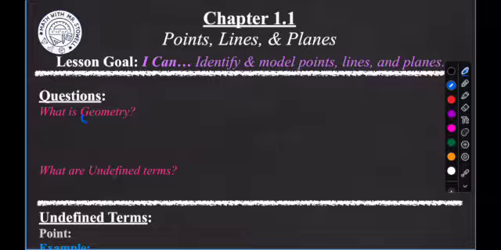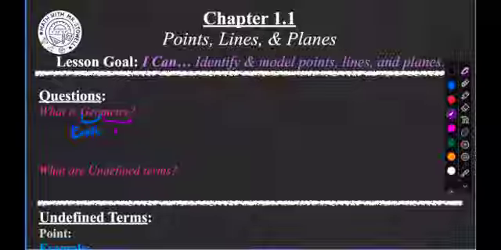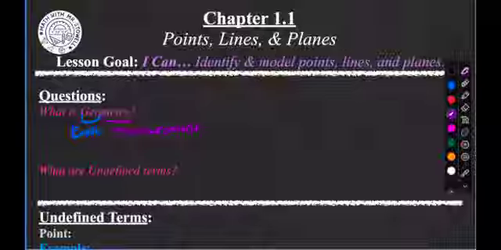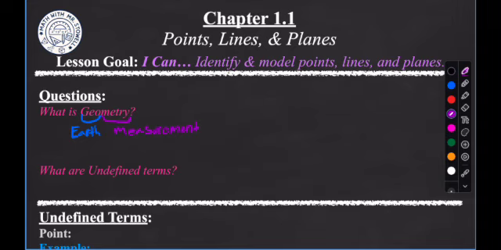Geo, which means earth. Then metry, which means measurement. So in other words, geometry is a study of the measurements of the earth. Does that make sense? It's a study of the measurements of the earth.